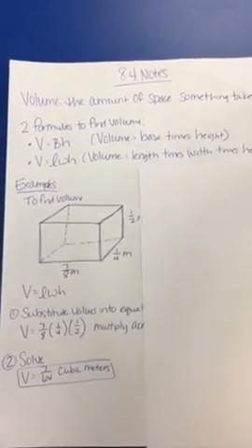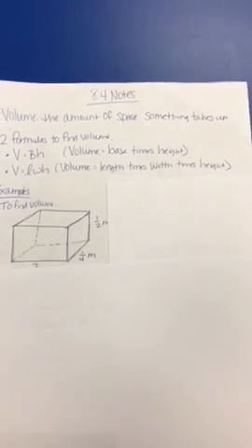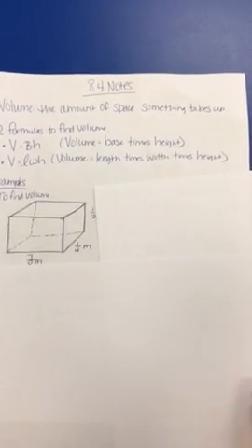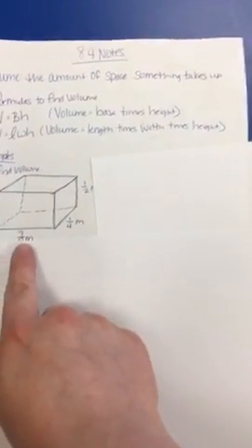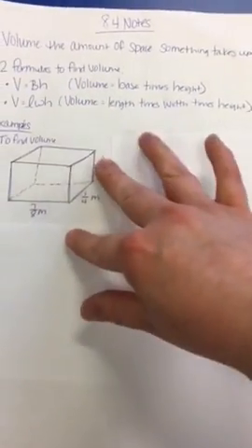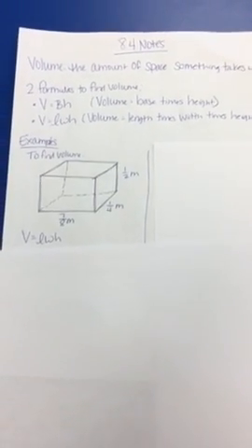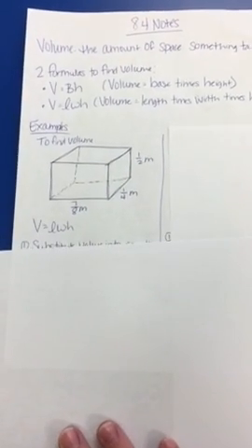Here's an example. To find the volume, you have to know the length times the width times the height. So here's the length, and here's the width, and here's the height. So we're going to use the volume equals length times width times height formula.